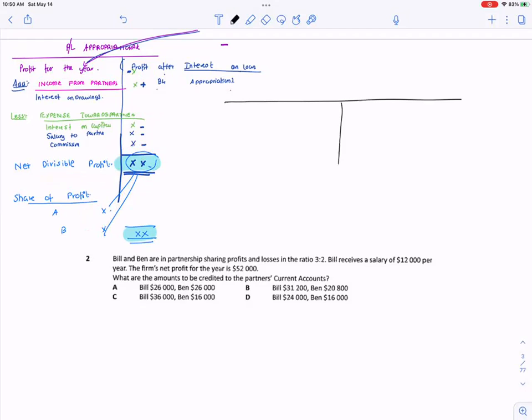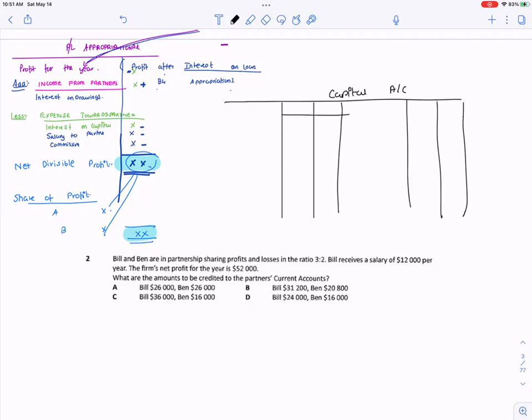Then we make the partners' capital account. We make the capital account of the partners. So say for example, if I have two partners, the names of my partners are A and B. So it is just like the capital account format. Where will the capital go? Opening on credit side. This is the opening capital.